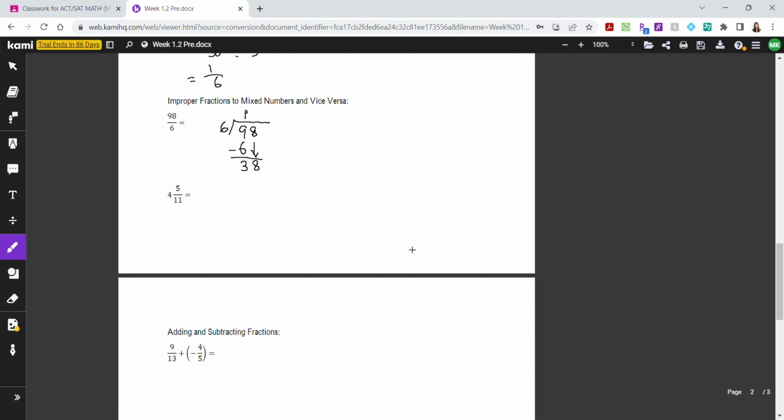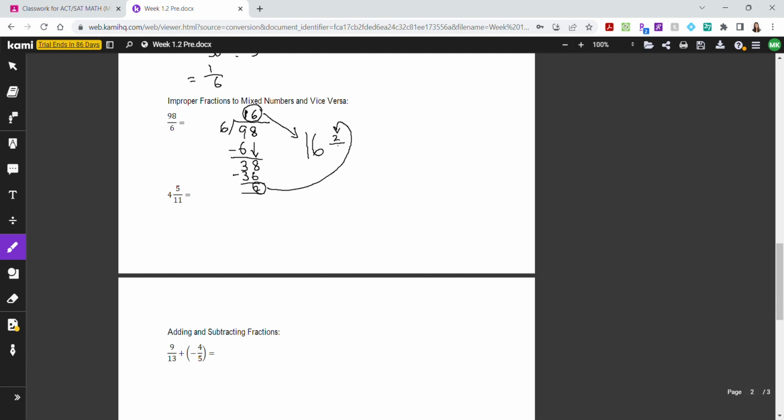And then we know the closest multiple of 6 to 38 is 36. So 6 times 6 is 36, right? So minus 36 will give us 2. Now if you look here, we're going to take this top number and it is going to become what I call the big number of the mixed fraction. And then the remainder that we have is going to become our numerator.